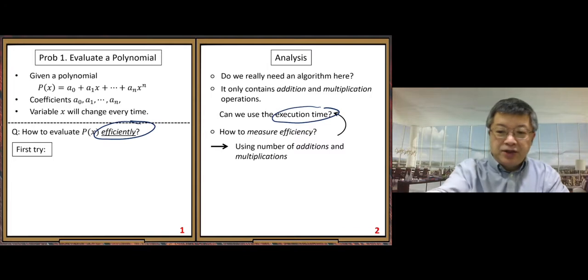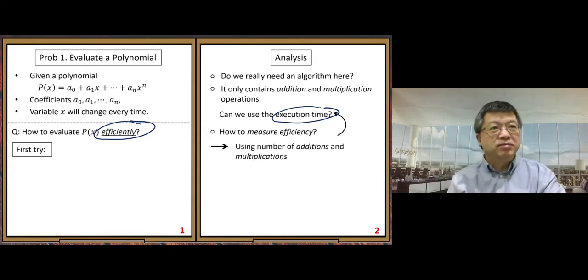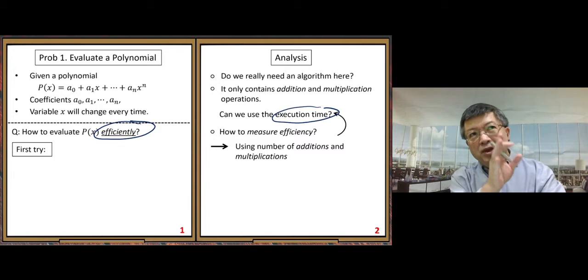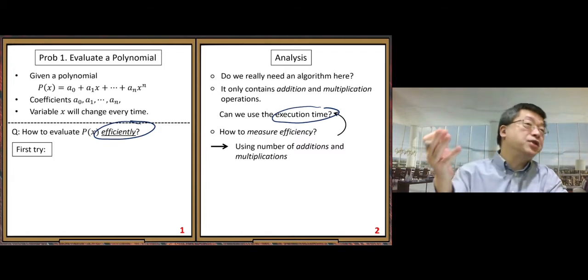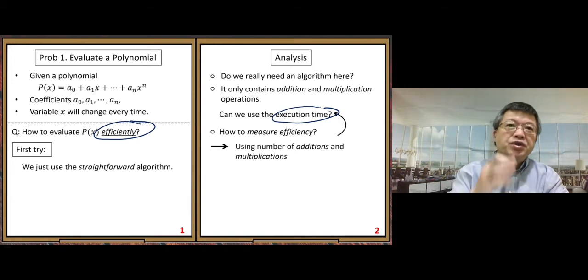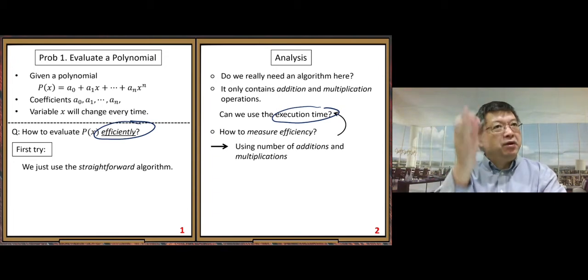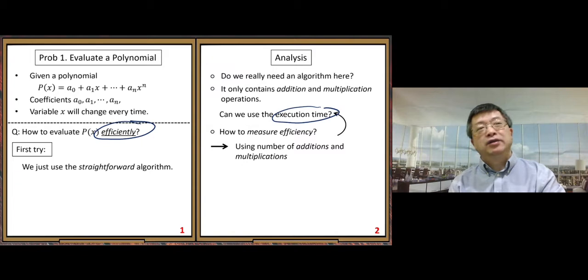All right, next, we want to work on this question now. The first try. When we solve a problem, we may need to try many, many times, so the first try may not be the best solution. We just want to get a solution first. In our first try, we just use the straightforward algorithm, the way everyone knows how to do it, the trivial one. So you can see we do it this way.